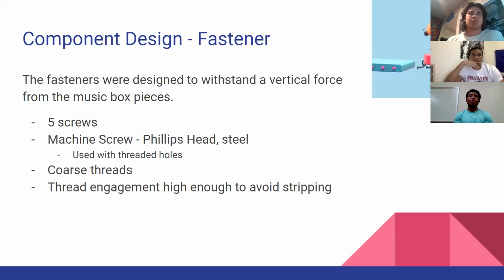And our third component is the fastener. Fasteners were designed to withstand the vertical force from the music box pieces. We have a total of 5 screws. They are machine screws with a Phillips head made out of steel with threaded holes. They're coarse threads and with a high enough thread engagement to avoid stripping. So that way you don't break the entire music box by using it too much.